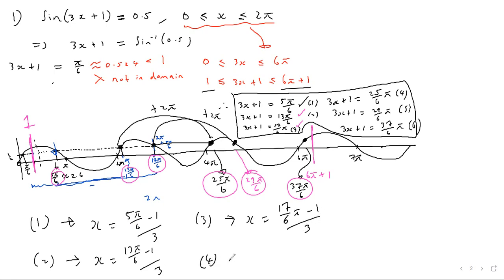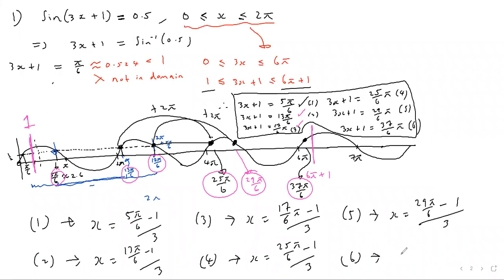With your fourth one, you get x equals 25 pi over 6, take away 1 over 3. With your fifth one, you get x equals 29 pi over 6, take away 1 over 3. And with this final 6th solution, you get x equals 37 over 6 pi, take away 1 over 3. So they would be the 6 solutions.